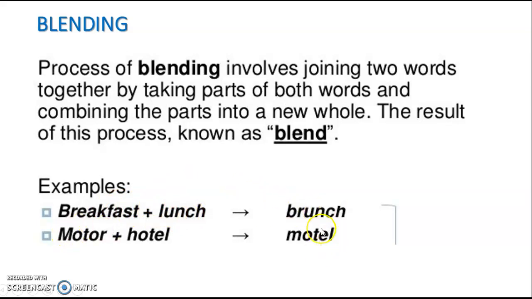The same happened with motel. In motel, we are taking motor and we are taking hotel. We are mixing these two words, taking some parts of them, the beginning and the ending of the terms, and then we have motel. So this is the difference. Compounding is when you take the words as they are, and blending is when you take parts of these two words to create another.